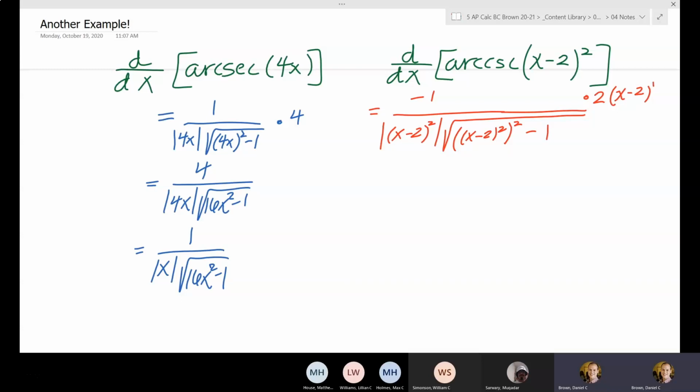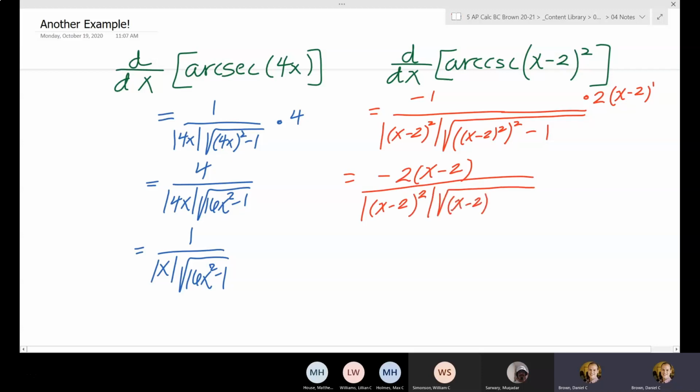This one you can simplify a little bit more as well, so you could just leave it like this as negative 2x minus 2 all over the absolute value of x minus 2 squared on the square root of x minus 2 to the fourth. And I would probably leave it like that just to be safest, but there are other ways you can simplify it.